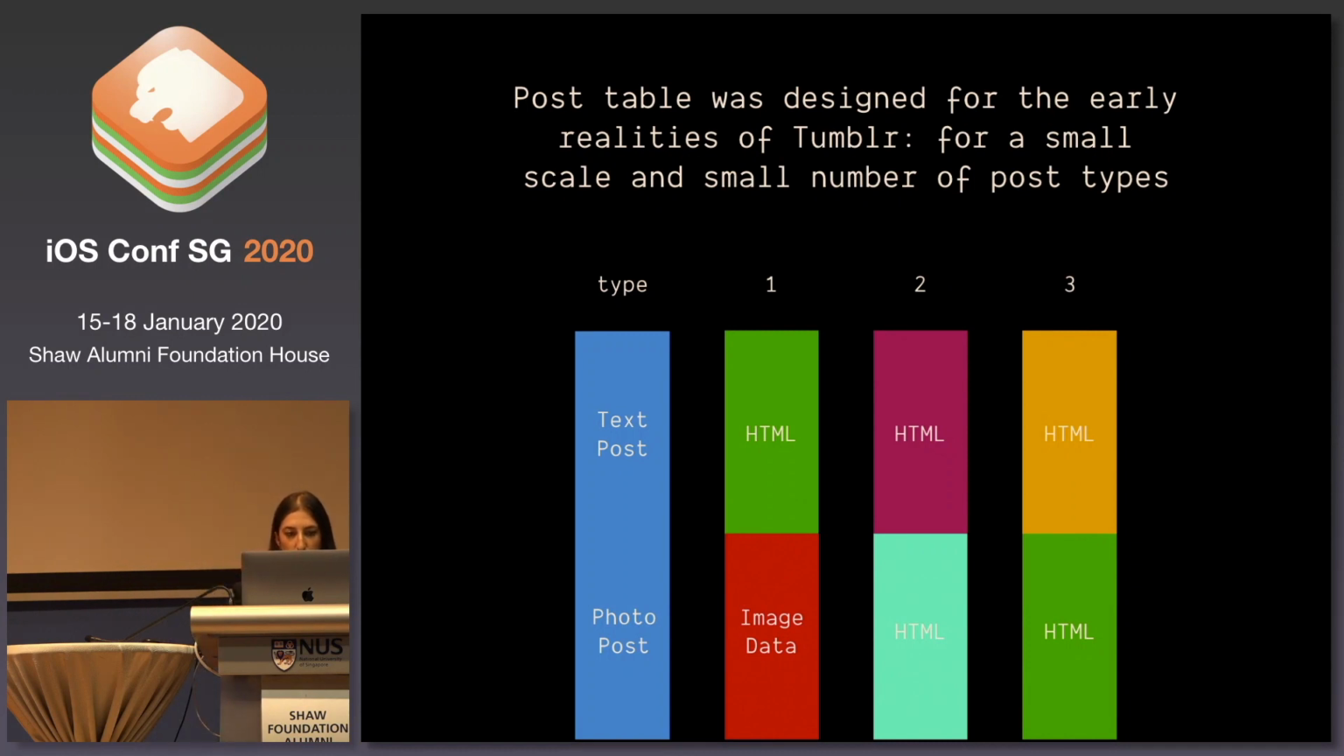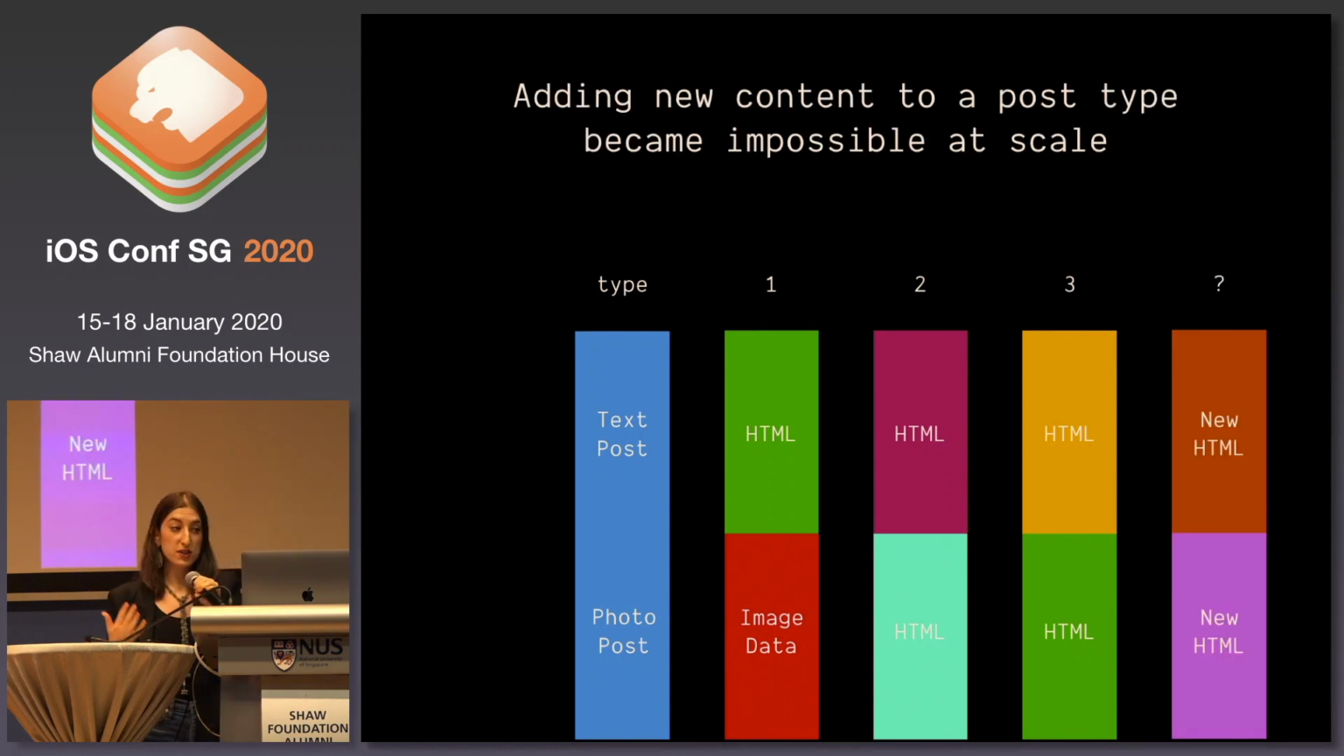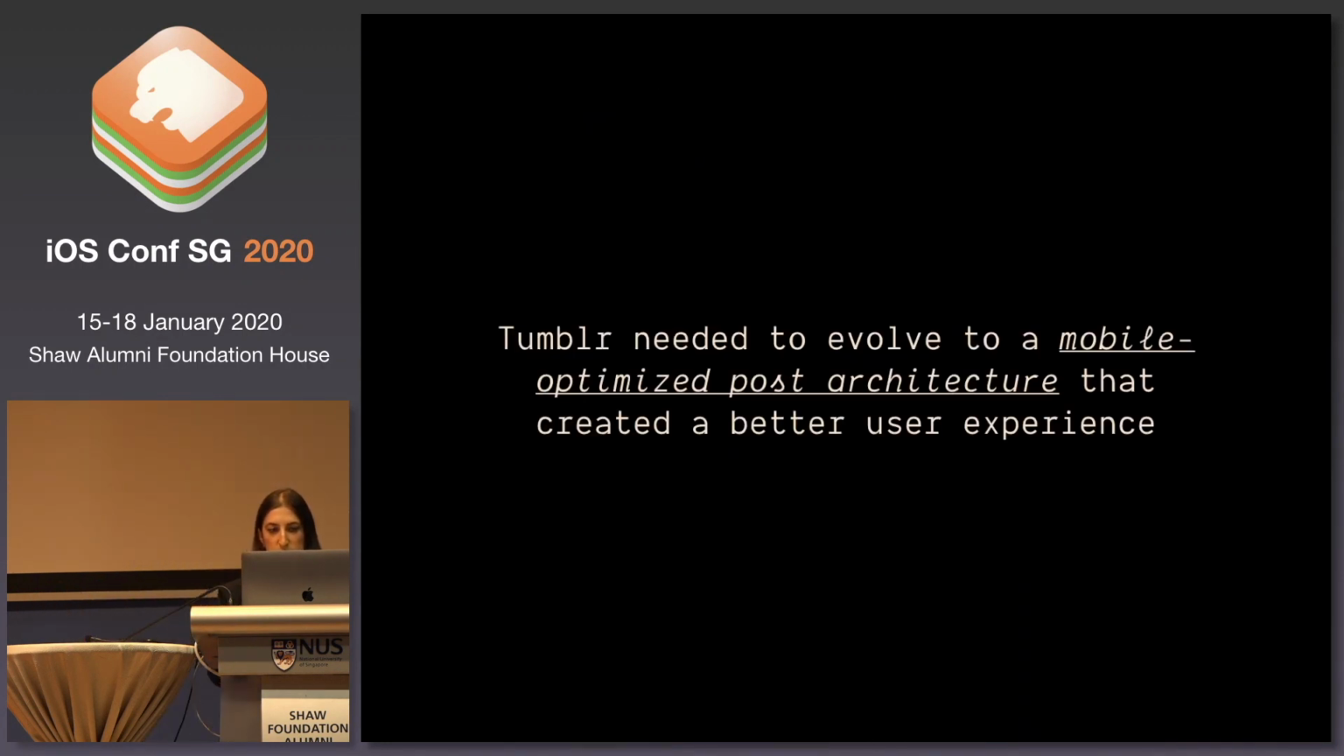So generally, posts were represented as HTML, but then, for example, for an image post, one column had image data rather than HTML. Now, if you think about a company with a very large scale, adding an additional column to a table at that scale is literally impossible, because that means changing every post that has ever been made on Tumblr, and it was extremely slow to do that. And so if there was ever a desire to add a new type of content to a post, in this old architecture, you would have to add a new column to the table, which was impossible.